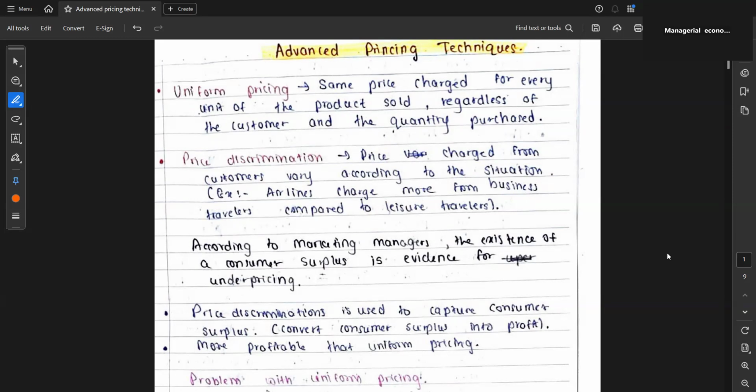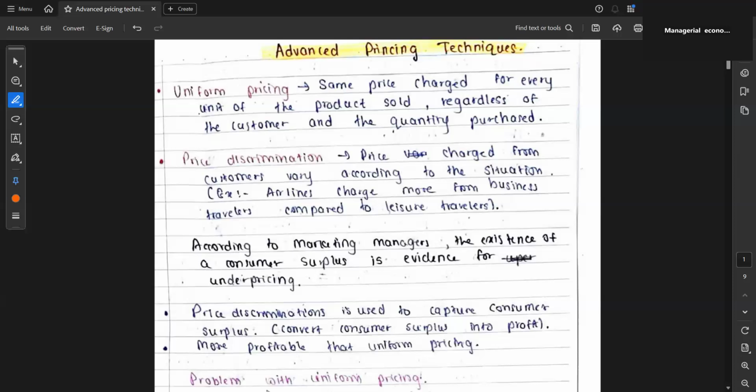So uniform pricing is charging the same price for every unit of the same product. So if the same product is sold at a uniform price, the same price, regardless of the quantity that the consumer purchases, we call it uniform pricing. So when we take the price where the MR equals MC, marginal revenue equals marginal cost, that is uniform pricing.